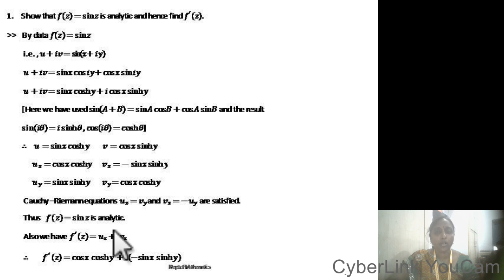Now we will move on to the second part of the question, to find the derivative of sin z. As we know, the derivative of sin z is cos z. Now we will do it by the complex method, taking the formula f dash of z is equal to ux plus i vx. Here ux and vx are the partial derivatives we calculated in the earlier steps, and we have back substituted them here. So ux is equal to cos x cosh y and, sorry, vx is equal to minus sin x sinh y.